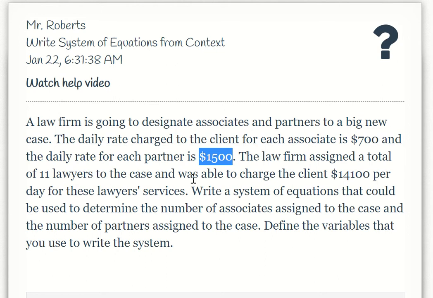So there's two kinds of lawyers here, right? There's the associate lawyers and there's the partners. There are 11 of those different types of lawyers assigned to this case, and the firm was able to charge $14,100 per day for these lawyer services.